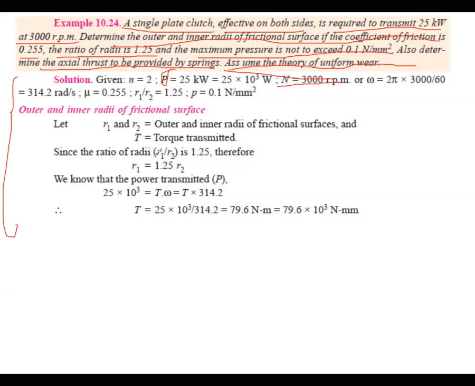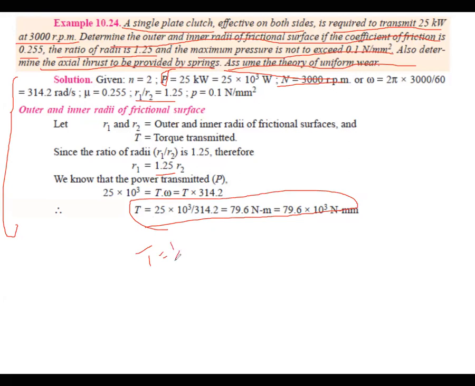So here we know that the ratio R1 by R2 is equal to 1.25. So R1 is equal to 1.25 into R2, right? That is the one. We know that power is equal to T into omega. The torque has been calculated over here. Once you know the torque, then we know the formula of torque under uniform wear.